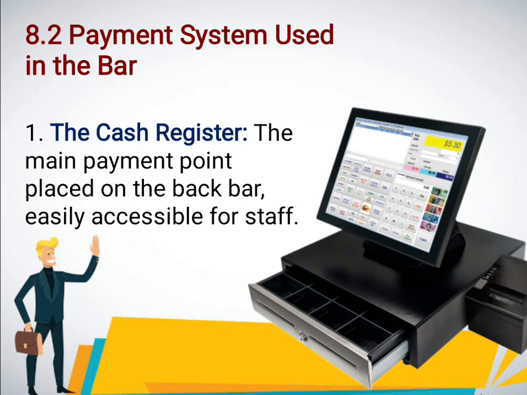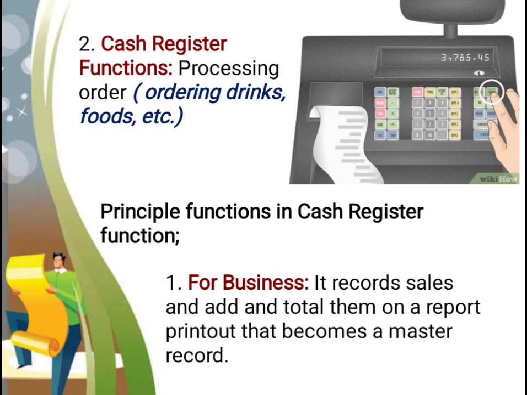So the first one is the cash register, the main payment point placed on the back bar, easily accessible for staff. The second one is the cash register functions. It is for processing orders, like when you're ordering drinks, food, and so on. The principal functions of a cash register: first one is for the business. It records sales and adds and totals them on a report printout that becomes a master record.